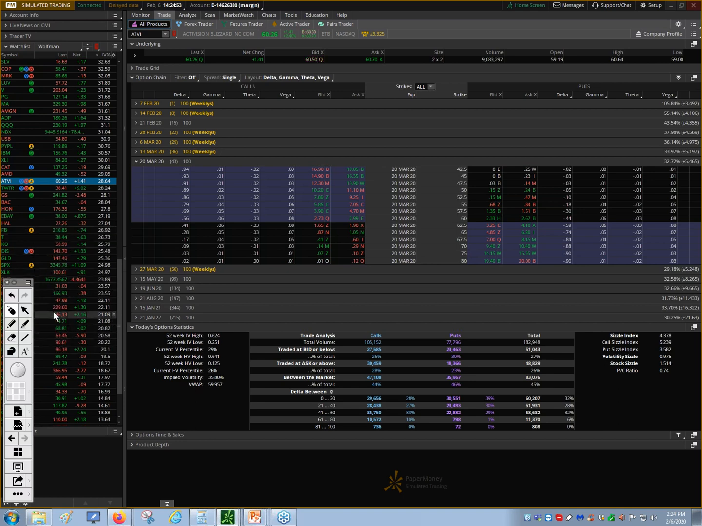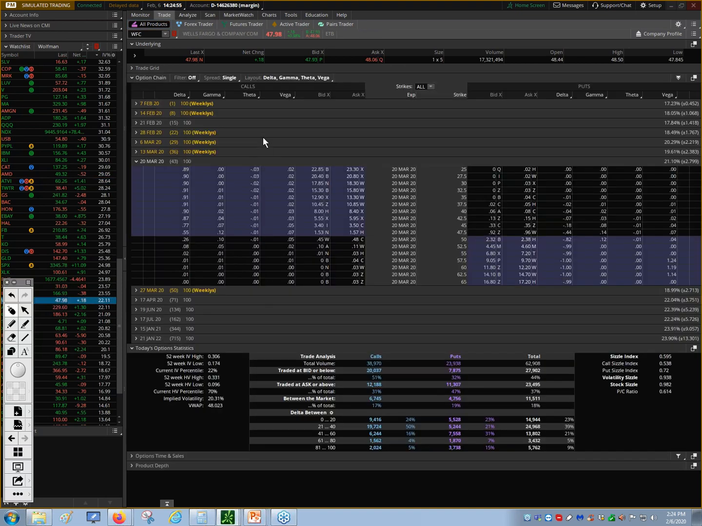something that's under $100, which I don't even know what this is right there. Wells Fargo, it's under $100 stock. You can see even after hours, it's fitting that rule. It's less than 10 cents wide to the bid ask. As a matter of fact, it's about 4 cents or less. So that would be something that we would be able to trade these options around.